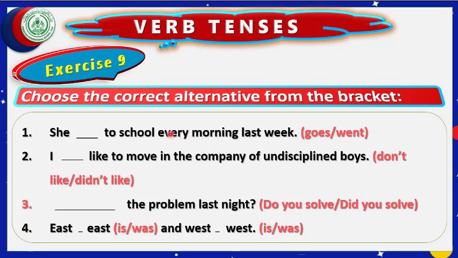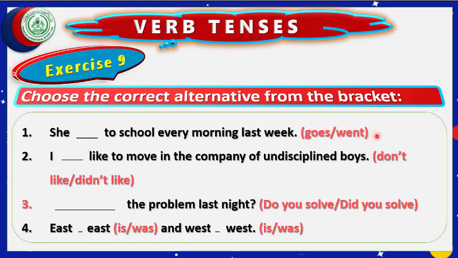How shall we decide? We shall decide on the basis of the given sentence. In the given sentence, we shall try to find out, are we talking about past or present? If we are talking about past, we shall use the second form of the verb. Otherwise, we shall use the first form of the verb. Now, if we look at this sentence, here it is written last week. Last week means we are talking about past. When we talk about past, we complete the sentence in past tense. To complete it in past tense, we shall use the second form of the verb.